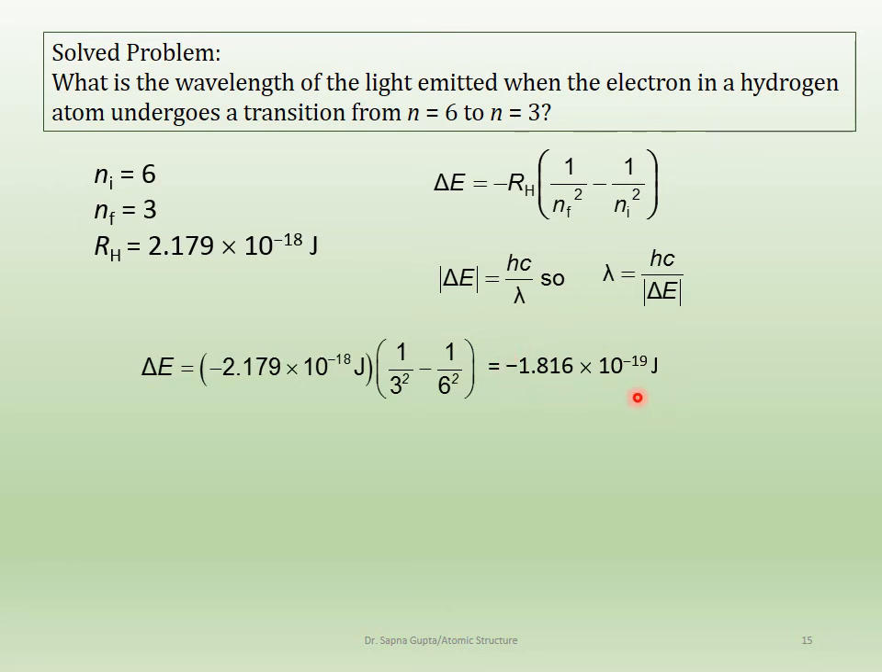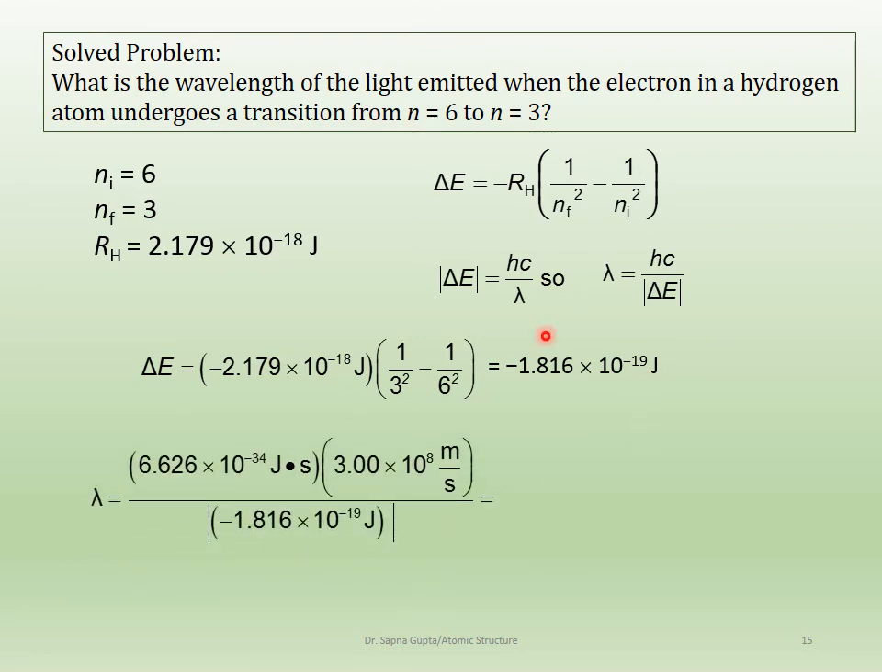So this is the delta E that we just calculated, and now we have to plug it in the equation for delta E, because we need to find out the wavelength of that light at this particular energy. So we write this equation where lambda is equal to hc over delta E, h is Planck's constant, c is the speed of light, and delta E is what we just calculated, and that will give us the final answer. And this is the wavelength, 1.094 times 10 to the negative 6 meters is the wavelength of the light that is emitted. So that is how you solve these problems.